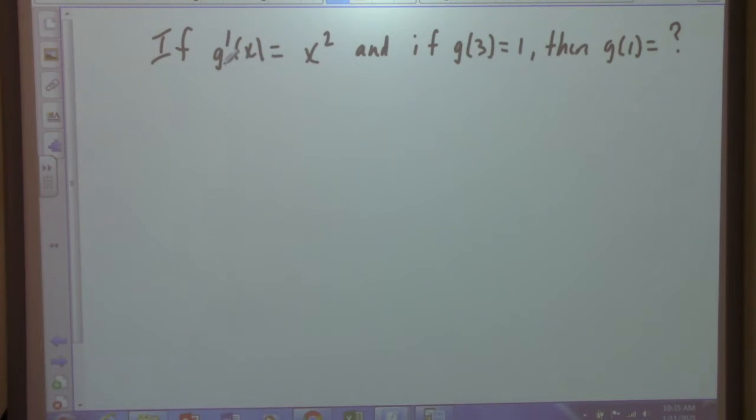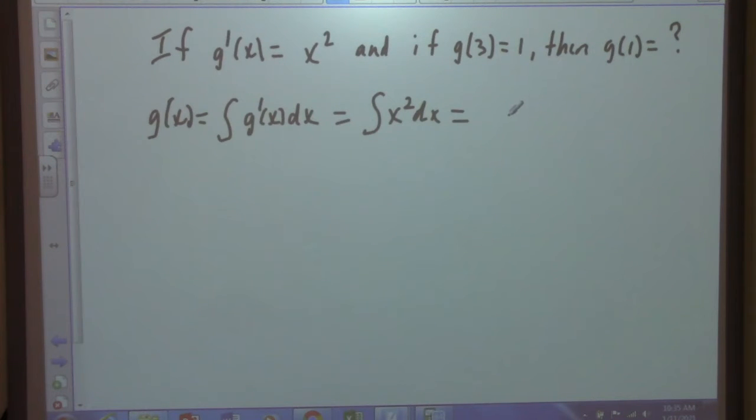Here, if g prime of x is x squared and if g of 3 equals 1, then g of 1 equals question mark. What's going to happen is g of x is going to be equal to the integral of g prime of x dx. So do you understand that? Yes. Okay. So in this case, we're going to find the integral of x squared dx. And what is that going to be? Well, it's going to be x cubed over 3 plus c.